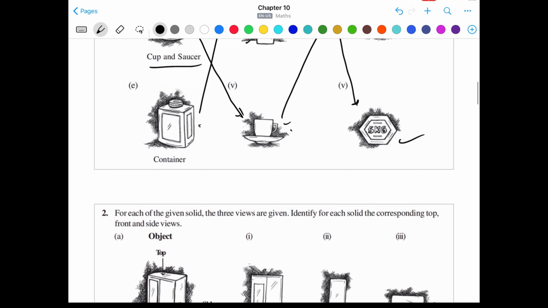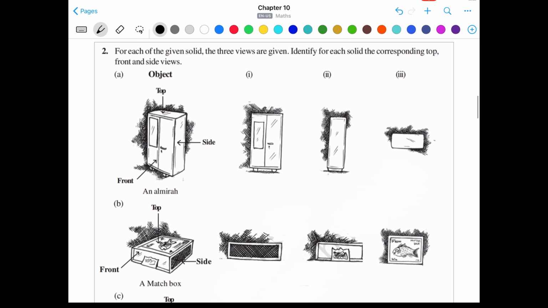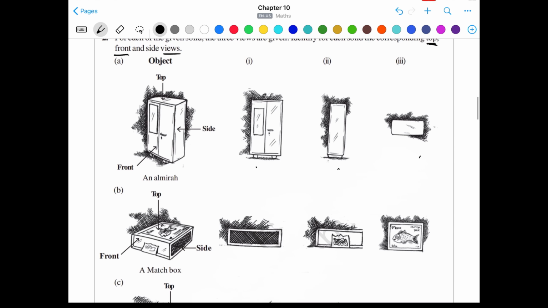Now moving ahead to the next question. Question number 2 is, for each of the given solids the three views are given. Identify each solid and the corresponding top, front and side view. So again we have to identify their top view, front view and side view, and we will write their name below this figure. So first one is an almirah. If we look at the almirah from the front side, it will appear like this, with two doors and a handle. So this one is clearly its front view.